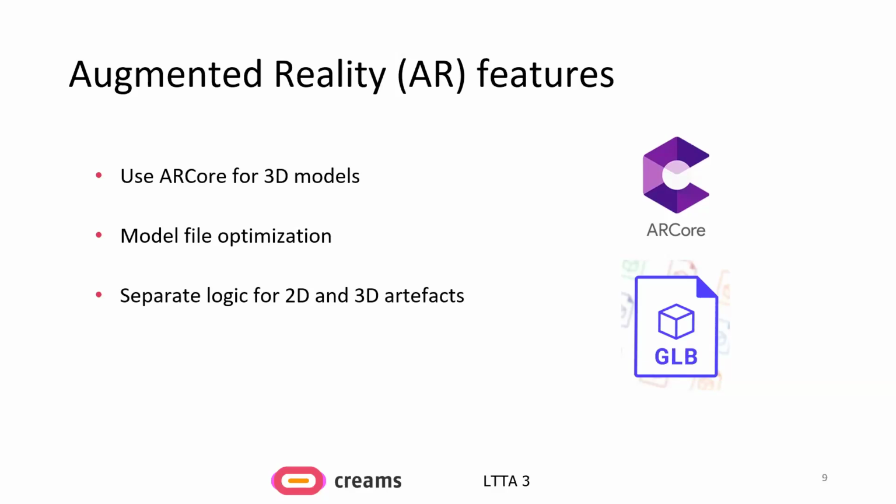We used compressed GLB files to reduce app size and improve loading performance. And we also validated models in the Cineform viewer before we integrated them inside the application. Also, we used separate logic for 2D and 3D artifacts, and we differentiated them using metadata.